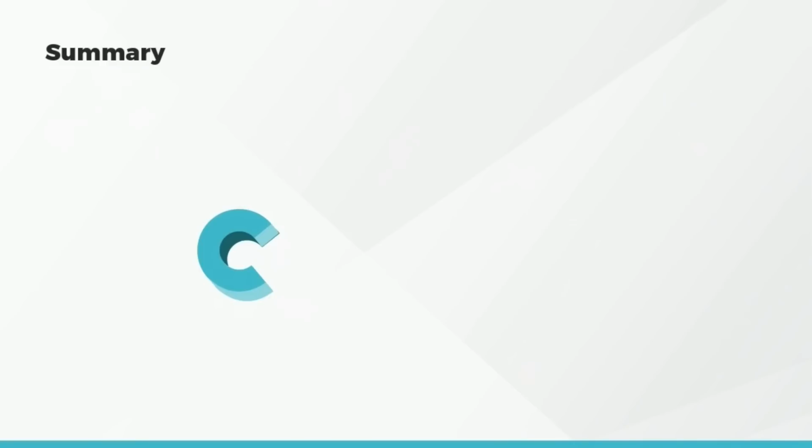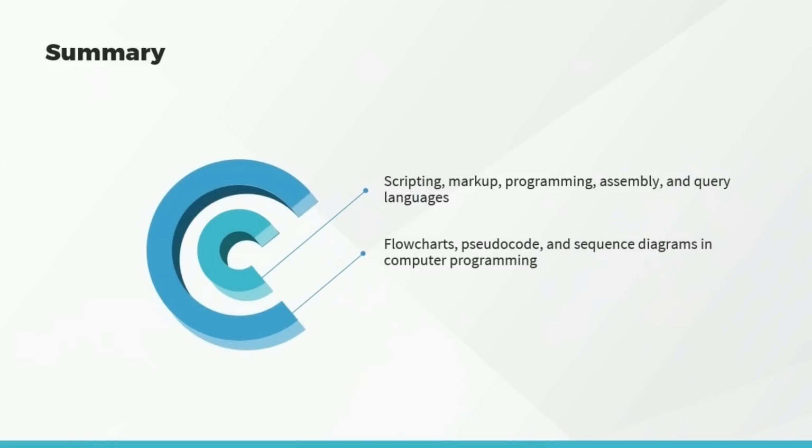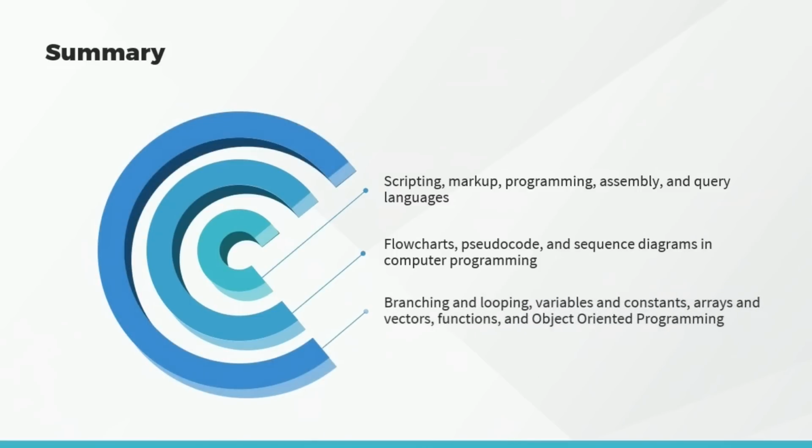So in this course, we've examined basic concepts surrounding computer software development. We did this by exploring scripting, markup, programming, assembly, and query languages, flowcharts, pseudocode, and sequence diagrams in computer programming, branching and looping, variables and constants, arrays and vectors, functions, and object-oriented programming.